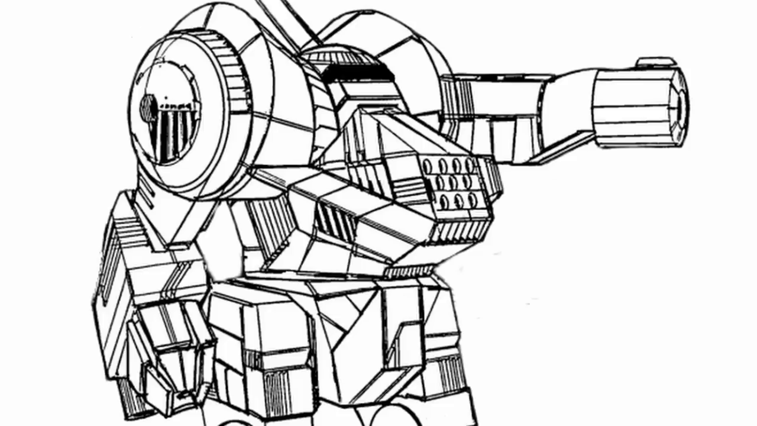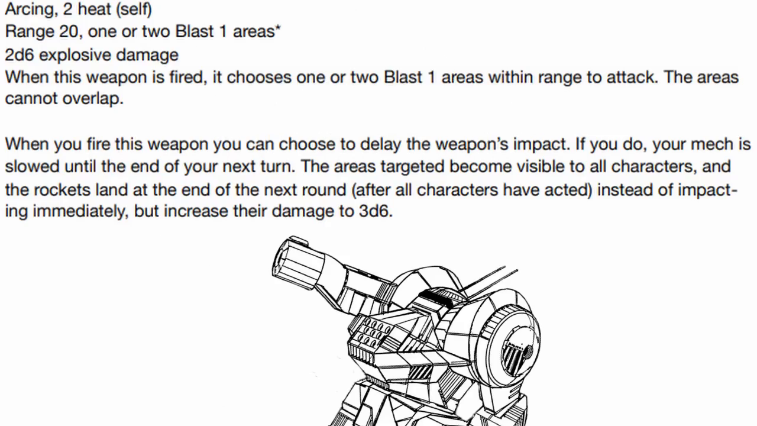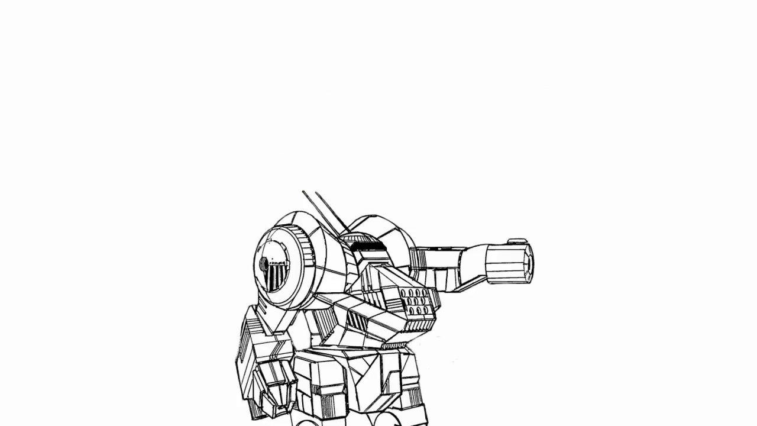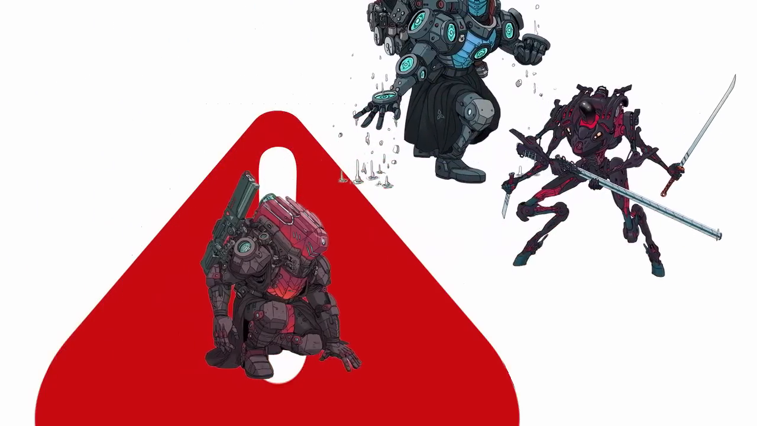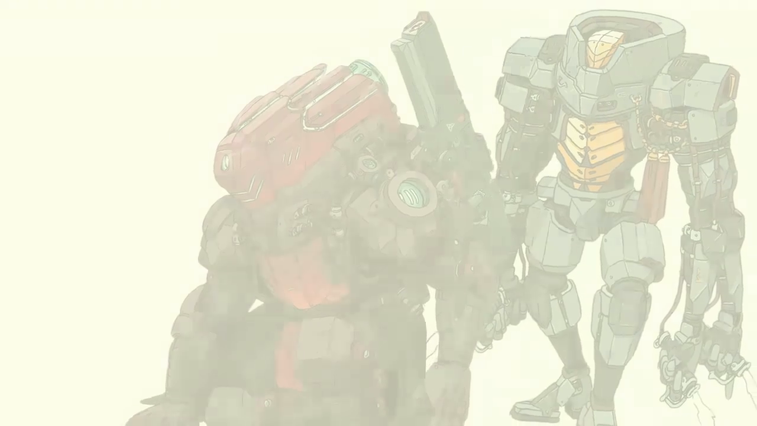You can, of course, increase the damage of the missile to 3d6 by delaying the impact. Your mech will be slowed, your missiles will only land at the end of next turn, and your enemies can easily see where it is going. But whatever those missiles are about to land on should start preparing to say goodbye to the cruel world.